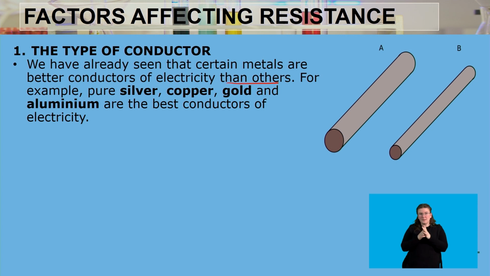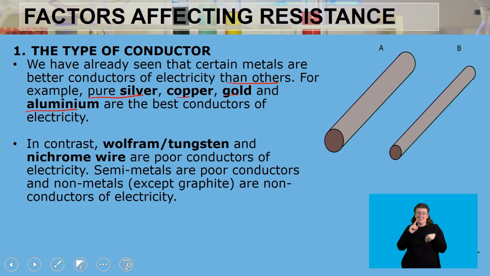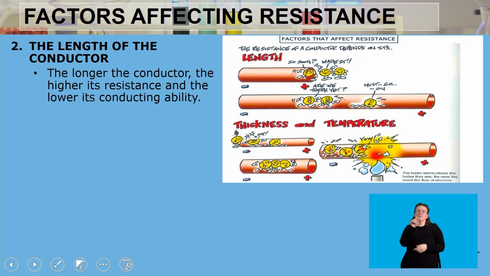For example, pure silver, copper, gold, and aluminum are the best conductors of electricity. In contrast, wolfram or tungsten and nichrome wire are poor conductors of electricity. Which then means semi-metals are poor conductors, and non-metals except for graphite. Remember, graphite, that's your carbon in the form of graphite. Those ones are non-conductors of electricity except for our carbon in the form of graphite.